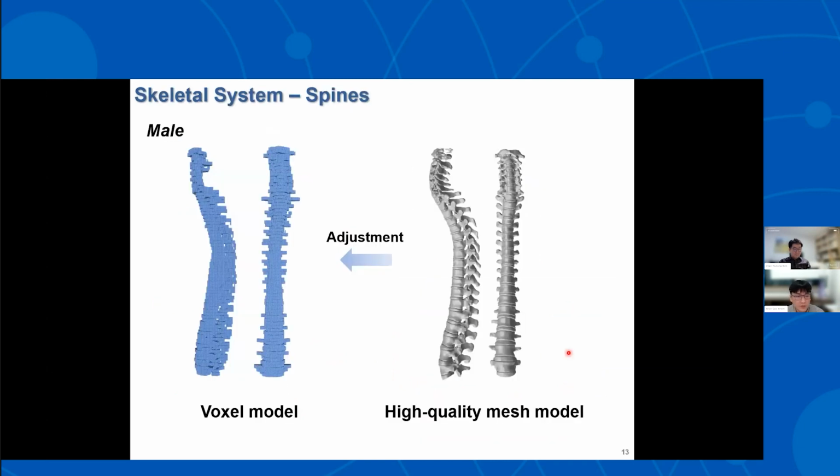In contrast to simple bones, we were not able to convert the spine voxel model to a high quality mesh model. This is because the detailed structure of the spine is not precisely represented in the voxel phantom due to the limited voxel resolution. So we decided to give up the conversion method. Instead, we employed and adjusted an existing high quality mesh model of the spine to match the voxel model as similarly as possible.